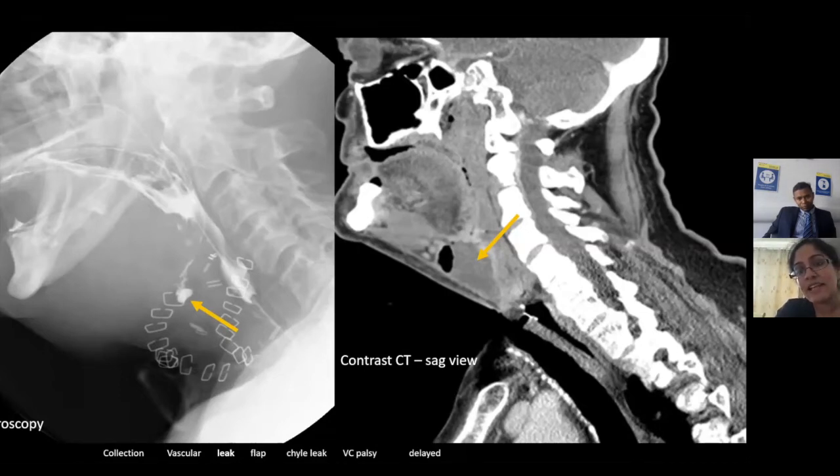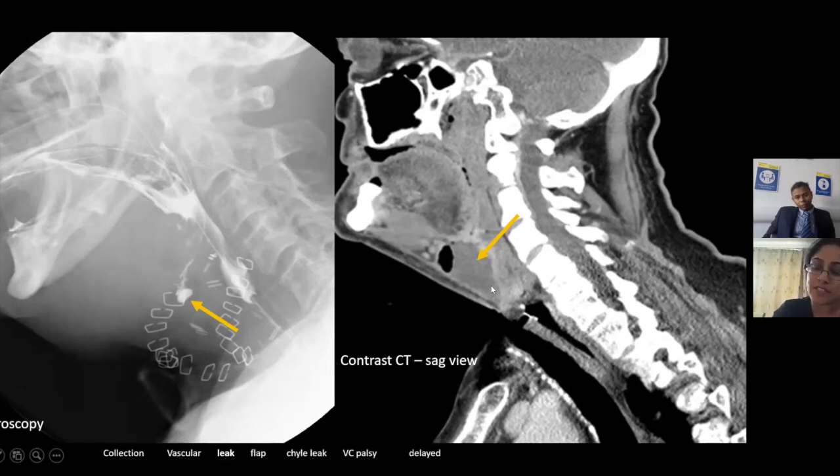But in the next image, you can see it's a sagittal post-contrast CT. You can see an air fluid filled collection in the anterior aspect, and the arrow points to that. And this is what a leak looks like. It becomes slightly bigger over time. And you can obviously see where the laryngectomy has happened. There is a speaking valve. You can see the air in the esophagus posteriorly.